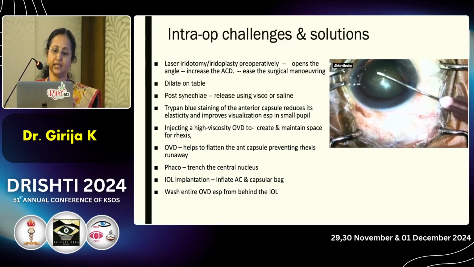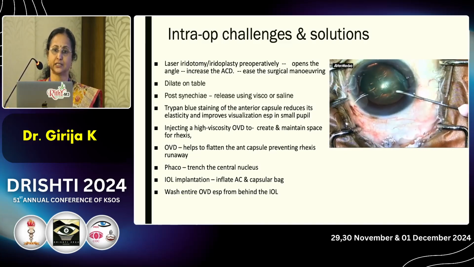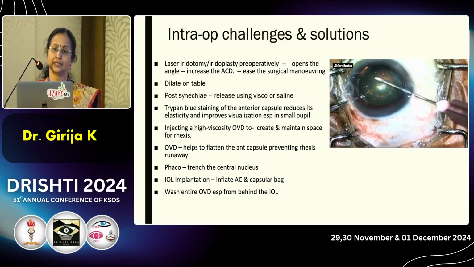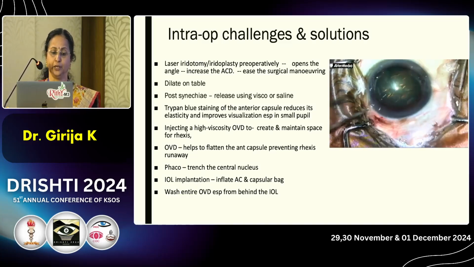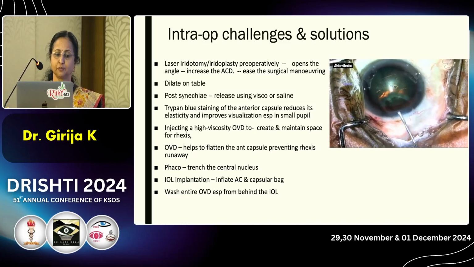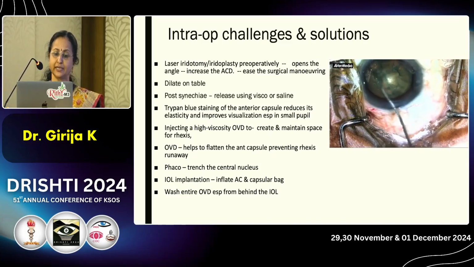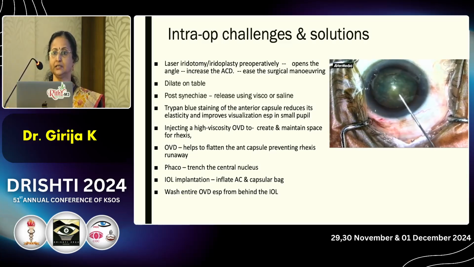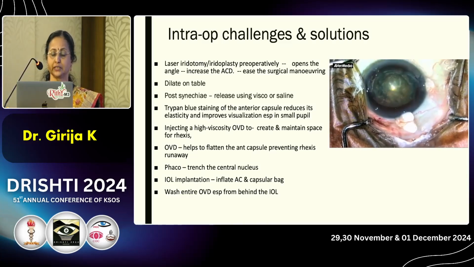And always stain the capsule, because it will reduce the elasticity and improve the visualization, and it will help the rhexis not run away. And always inject a high viscosity OVD to create and maintain space for the rhexis, and it will also help to flatten the anterior capsule, because it will be rounded in most of these cases. So it will flatten it so that you can do a rhexis easier.